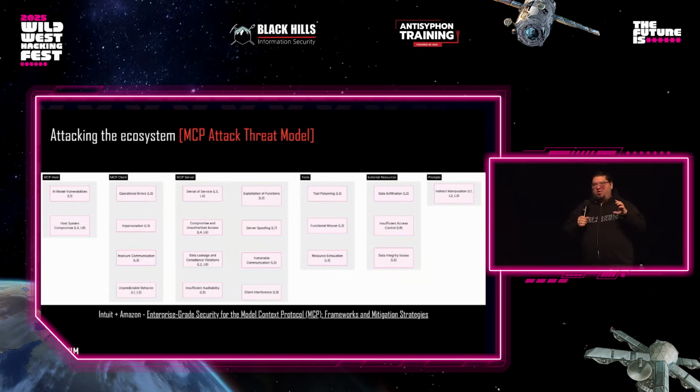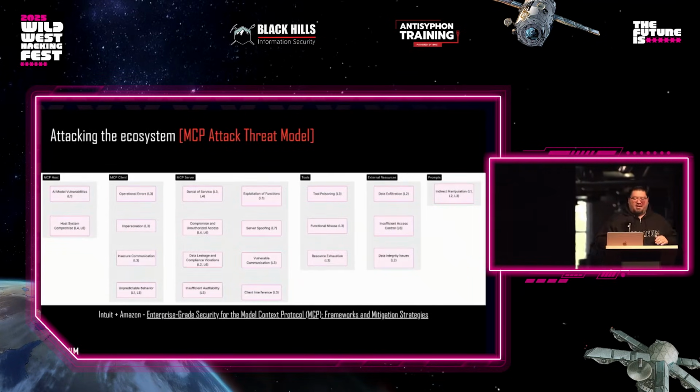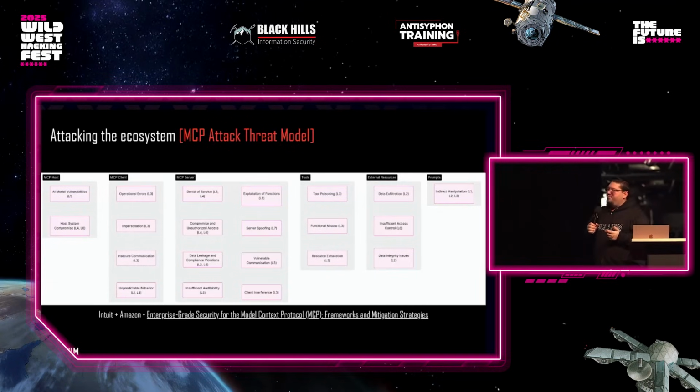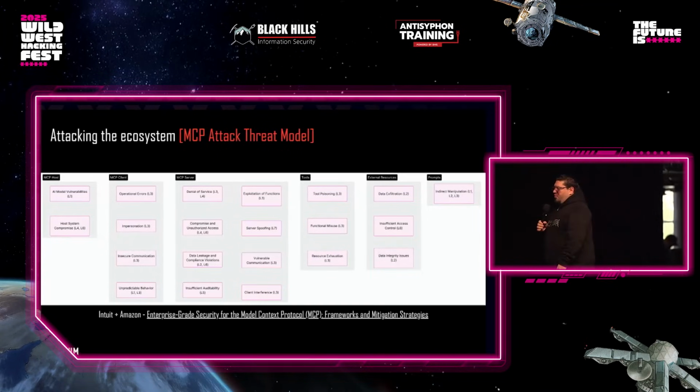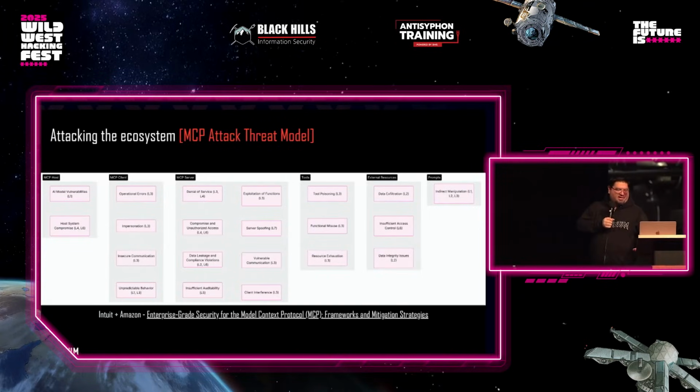There are new protocols coming out, like MCP and A2A, that have whole new attack surfaces inside of AI pen testing and AI hacking, but we don't have time to go into that. If you want to look into the MCP attack model, I love this paper by Amazon and Intuit. It's called Enterprise Grade Security for the Model Context Protocol, and I think it set the threat model for some of these new protocols, so you can check that out.